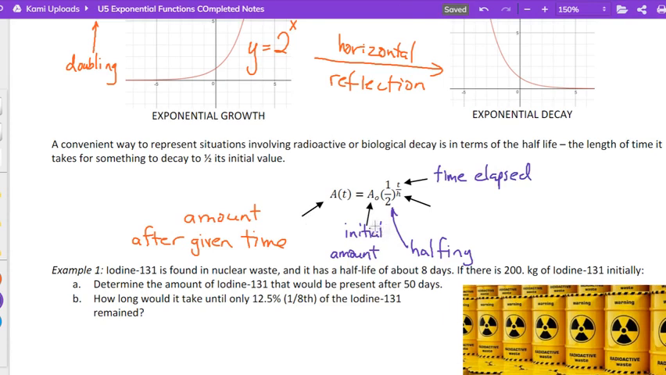And the h is the amount of time it takes for this material to go down by half. So we call it the half time.